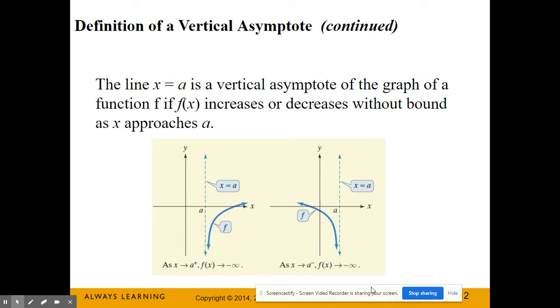Here you've got the function approaching a from the right, and then approaching infinity. That should actually be positive infinity. Here you've got x approaching a from the left, and the whole function is approaching negative infinity.